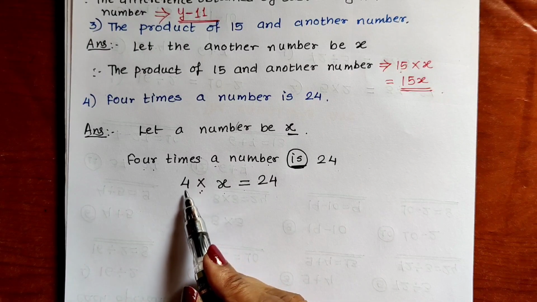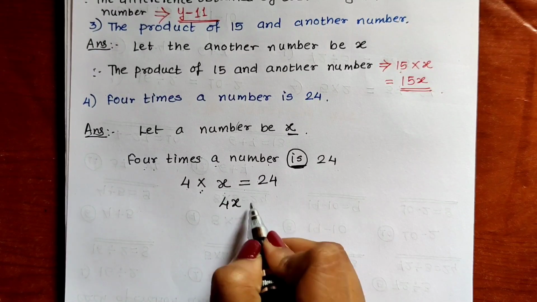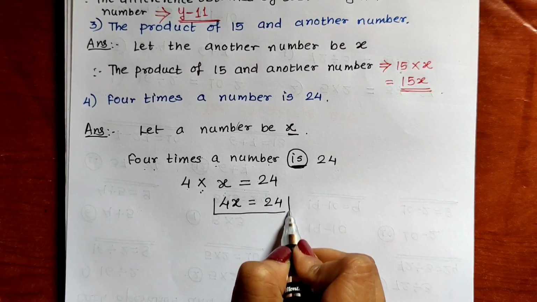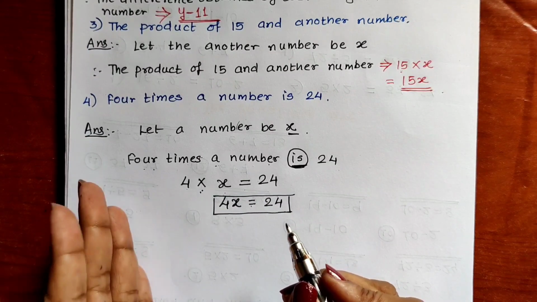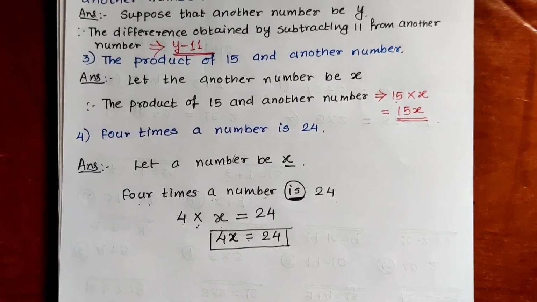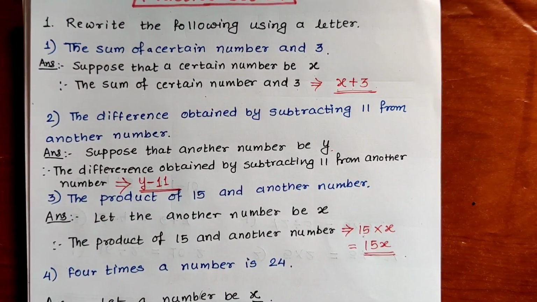So again multiply is there between number and variable. So we don't write that multiply sign, we write 4x equal to 24. In this way we get this equation here. In the equation, equal to sign is there, left hand side is there, right hand side is there. So in this way you can write all these sentences into expression form.